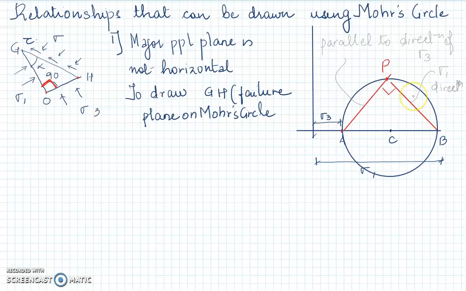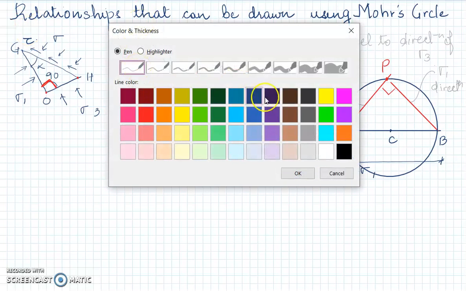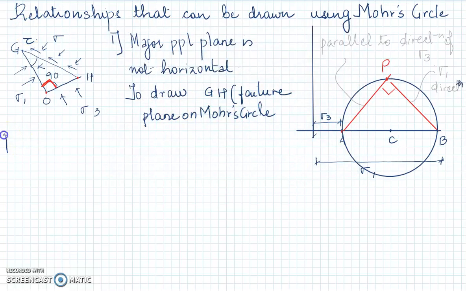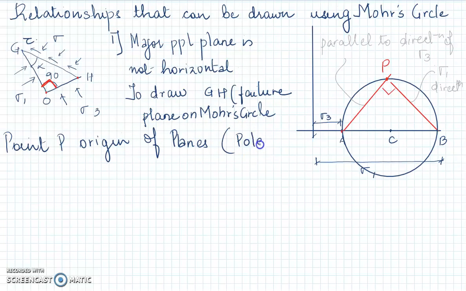Now, next, before that, just write down a small line. Point P. Point P is called the origin of planes. Or it is also called O.